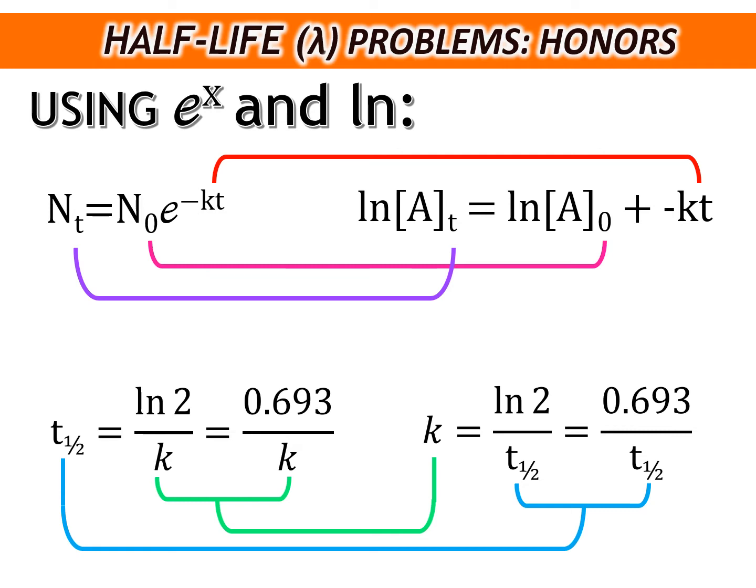You know, we have half-life and the decay constant. We can see how they match up. And of course, both equations use natural log of 2. Both equations use 0.693.